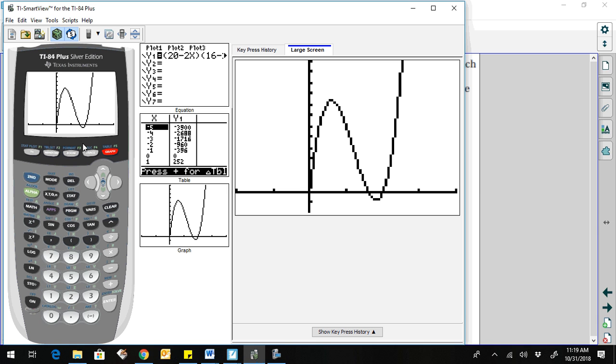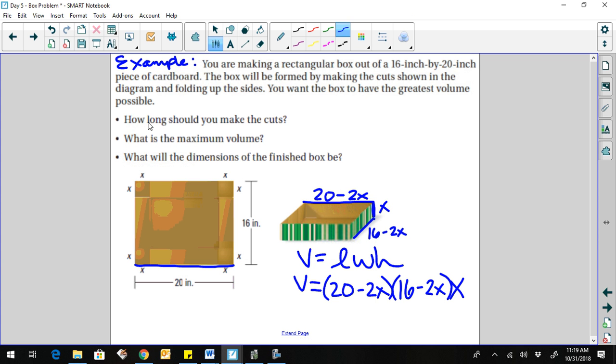All right, so if we look at this, we have zeros, we have a local max, we have a local min, we've got our absolute min is negative infinity, our absolute max is infinity. So what are we trying to figure out? Let's go back to the question. It says, what is the maximum volume? Okay, so we have V here, and we have X here. It says, how long should you make the cuts, and what are the dimensions? Okay, we got a couple questions here.